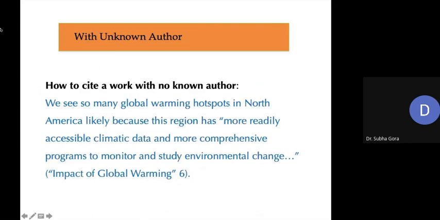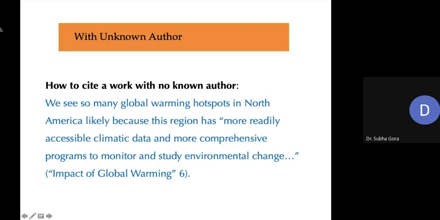Now, what if there is an unknown author? How do you cite a work with no known author? So if the source has no known author, just use a shortened title of the work instead of the author's name. Then what you do is you place the title in quotation marks if it's a short work, or you italicize it if it's a longer work. All right. Shorter works like articles, journal articles. Longer works, by that I mean plays or books, television shows, the entire websites, etc. And then since it's published, please provide the page number.